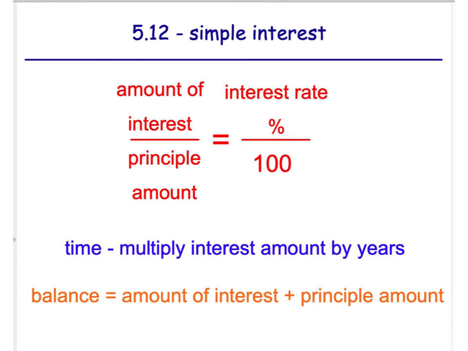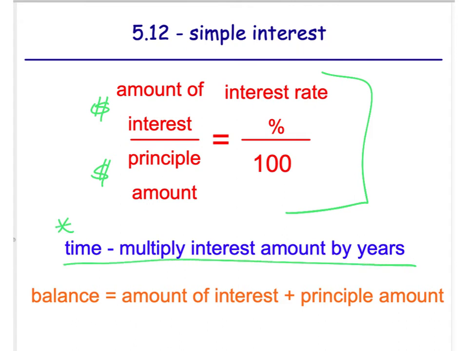5.12 is simple interest. We have the interest rate over 100, the amount of the interest over the principal amount. Remember, time has something to do with it. Balance equals the amount of the interest plus the principal amount. And again, pause the video if you need to catch up at any time.